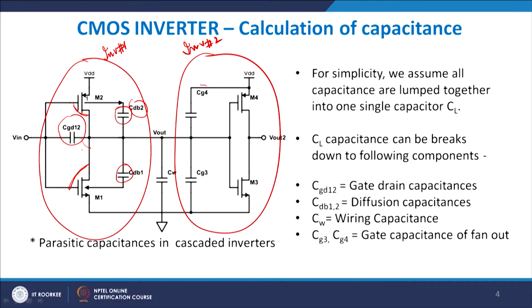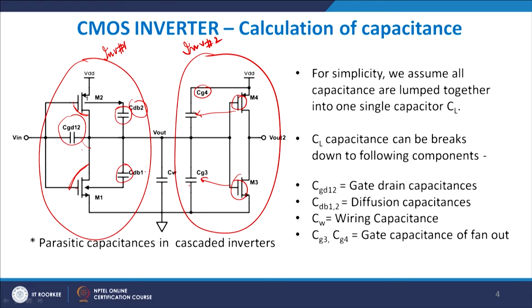Similarly, you will have a gate capacitance here, and this is the gate capacitance falling down. So, this gate capacitance is appearing at this particular point, and this gate capacitance is appearing at this point, right. So, when you lump this and this together, we get the load capacitance.